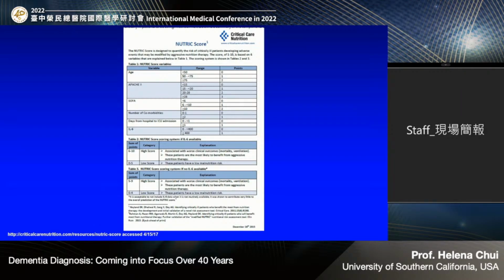Not all hospitals can assess a Nutrix score, and so if that's the case, it has been validated to use this tool without the Nutrix score, and you can see the scores here are just lowered by 1 point. So the high nutrition risk is a score of 5 to 9, low nutrition risk is 0 to 4, and this is still validated in multiple studies.